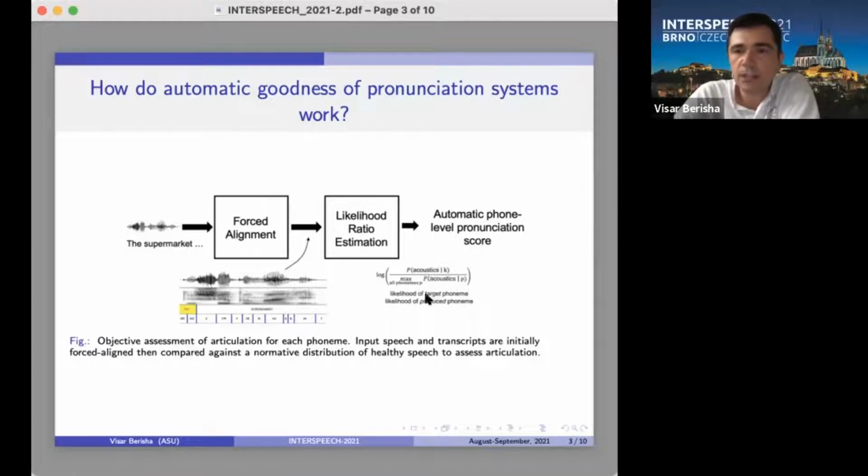This likelihood ratio is what determines the acoustic deviation of any given phoneme, provided that it's correctly aligned, relative to a correctly pronounced representation trained on a corpus of typically developing speech. And so the output, of course, is this log likelihood ratio.